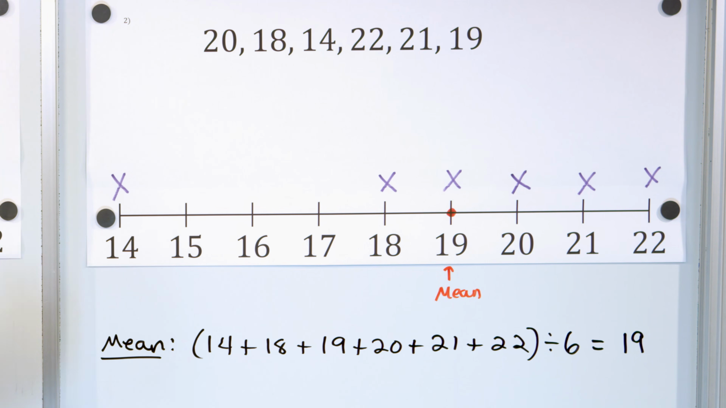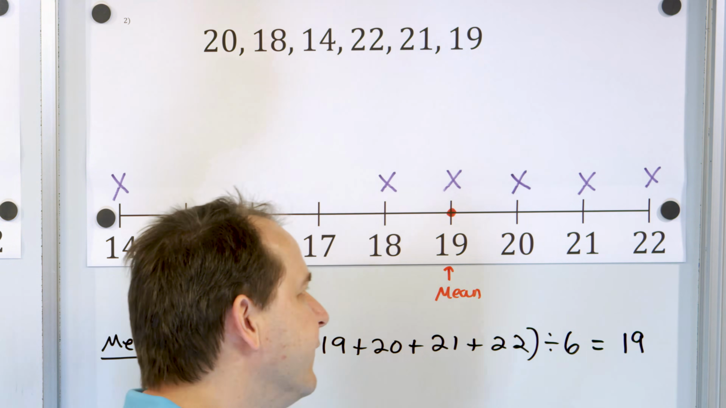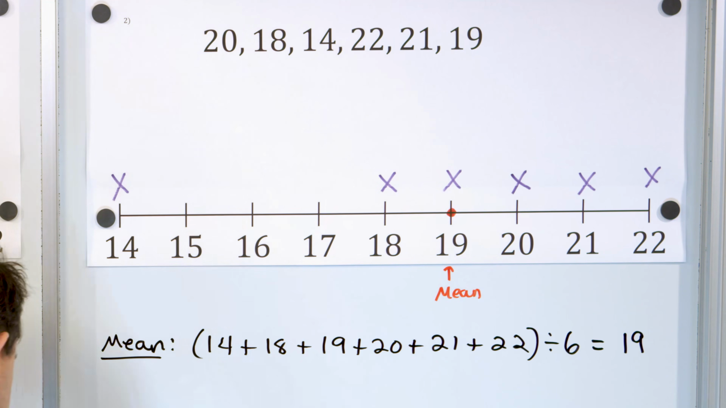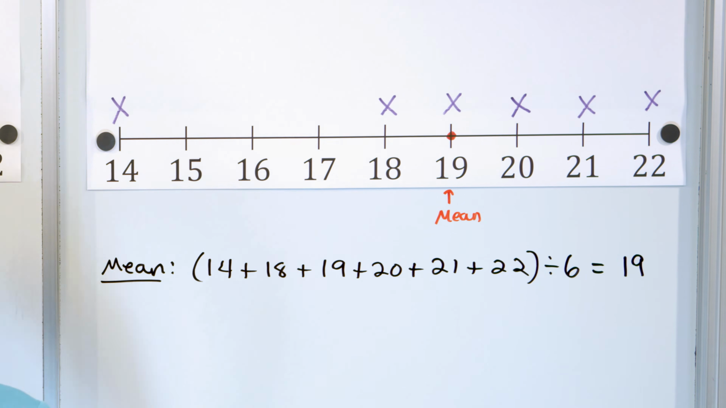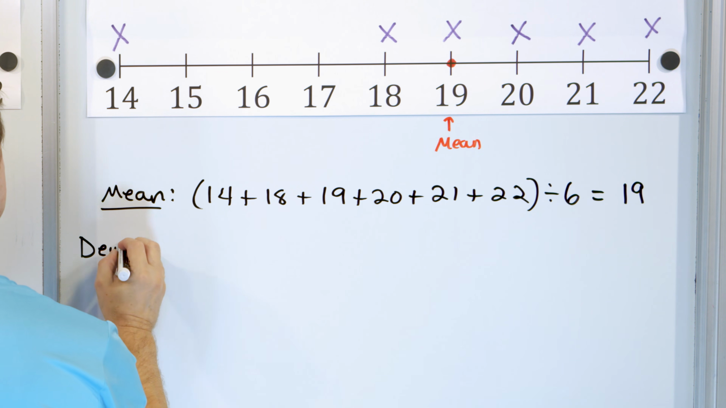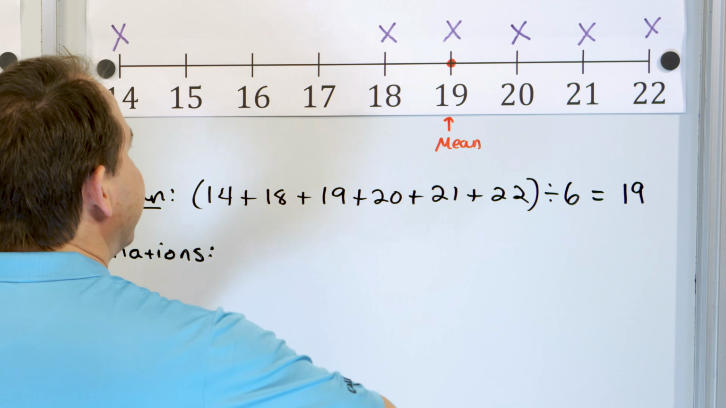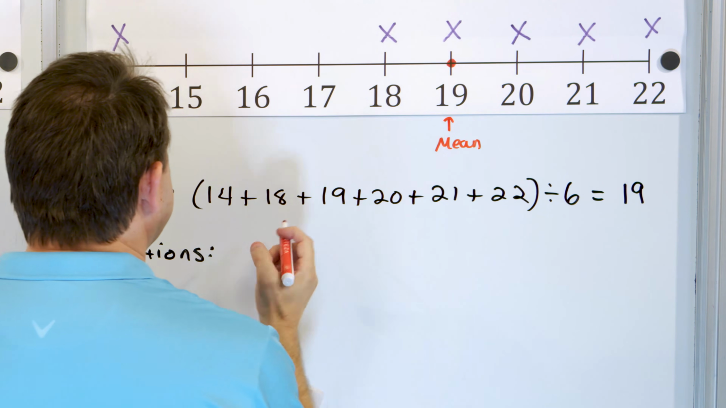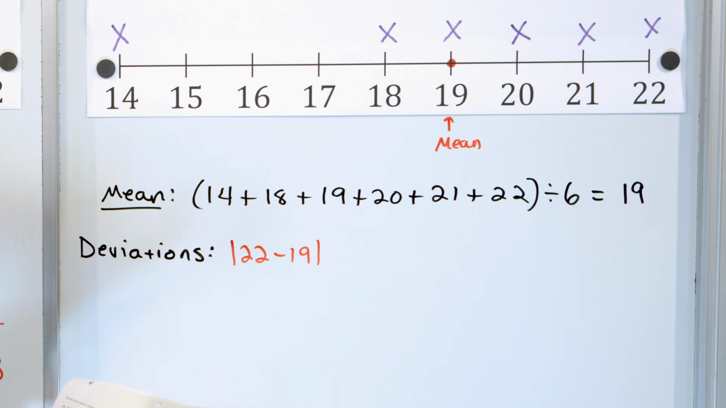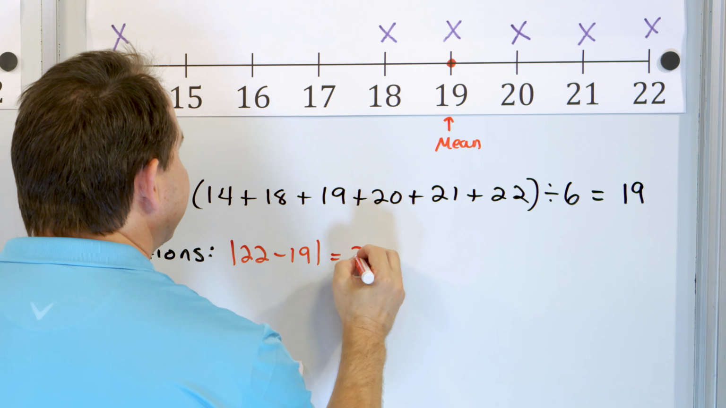Now we want to figure out how far away each of these points are about the mean. That's what we want to find out. So we want to basically do by subtraction, figure out how far is 22 away from this, how far is 21 away from this, and so on. So let's go and do that. Let's find the deviations. All right, so let's start off with the highest, 22 minus 19. We always wrap it in an absolute value. Right? So 22 minus 19 is going to be 3. Absolute value of 3 is just 3.